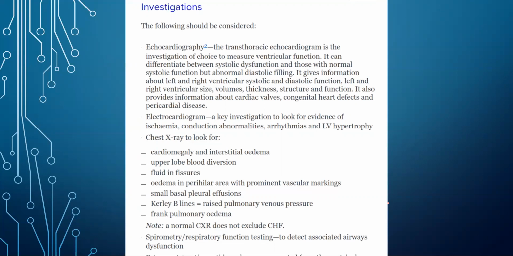You don't do BNP to diagnose heart failure. It actually helps with prognosis and severity of heart failure. So once you diagnose a patient with heart failure, then if you want to know what the severity of heart failure is for this patient, you can do the BNP. So this is not for diagnosis. It's mainly for assessing the prognosis and severity of the patient.